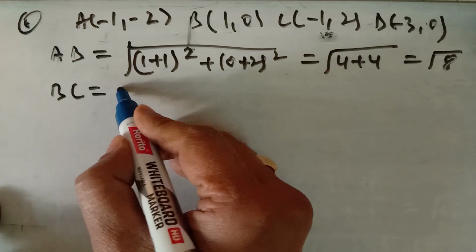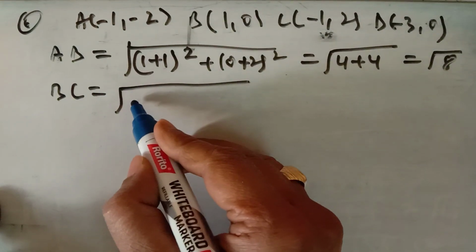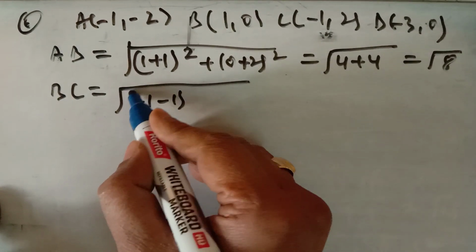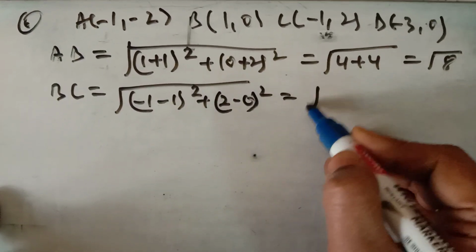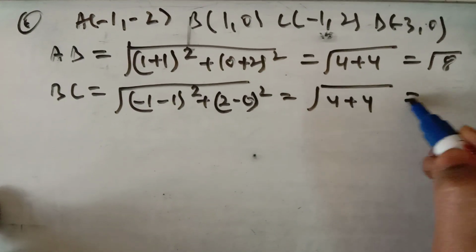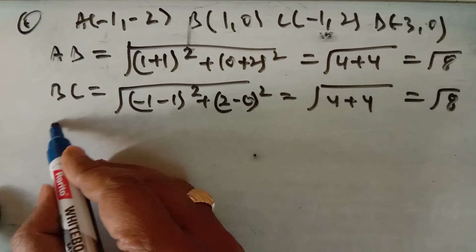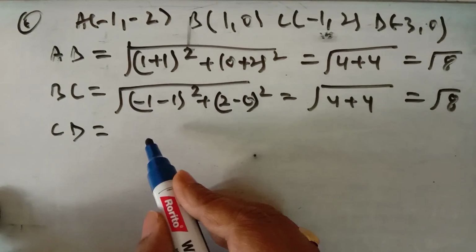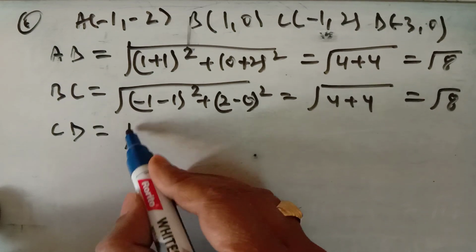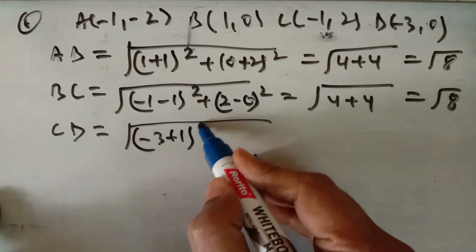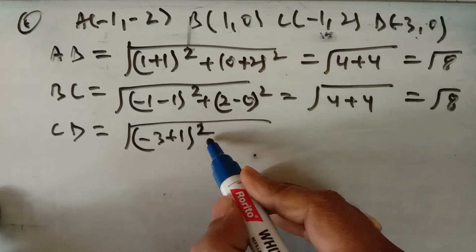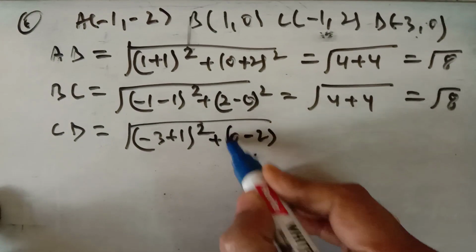Then you find BC, that is x2 minus x1 ka whole square plus y2 minus y1 ka whole square. This is also coming out to be 4 plus 4, that is root 8. Then you find the distance of CD, that is the length of the side CD of the quadrilateral, that is x2 minus x1 ka whole square plus y2 minus y1 ka whole square.